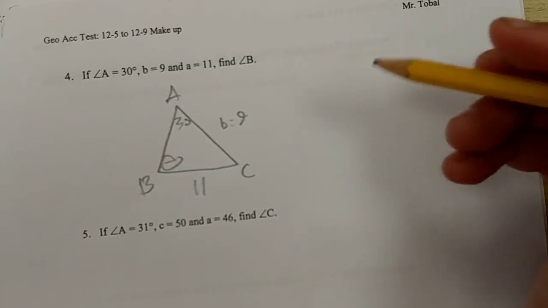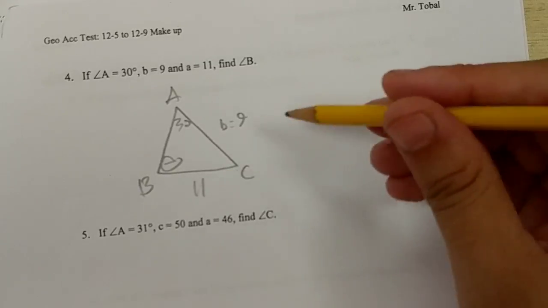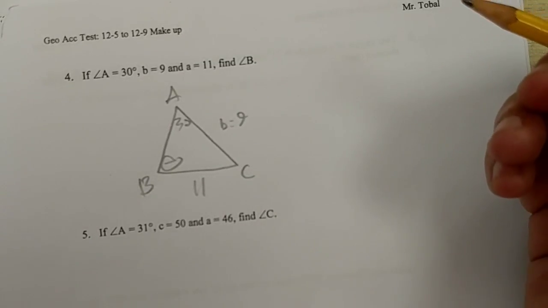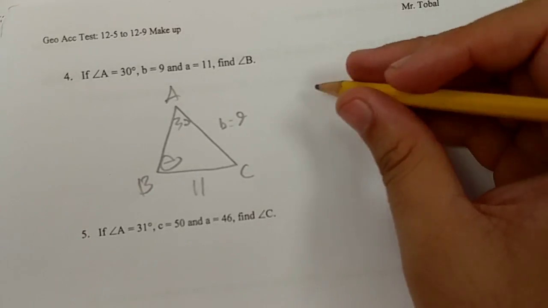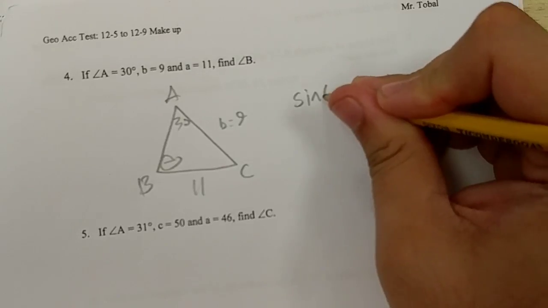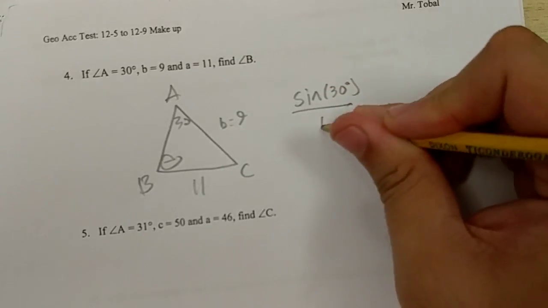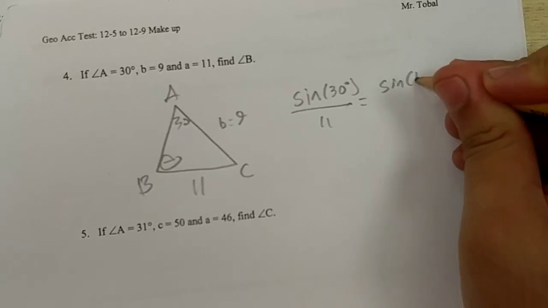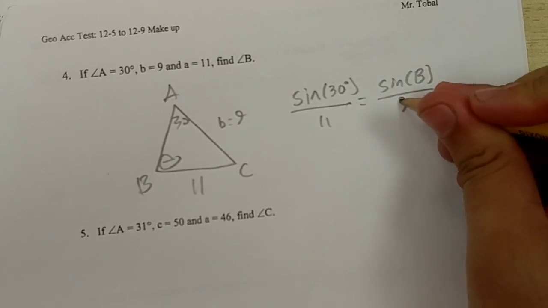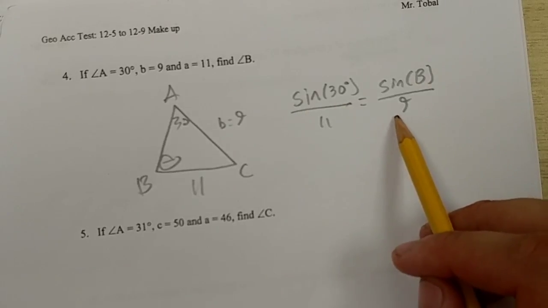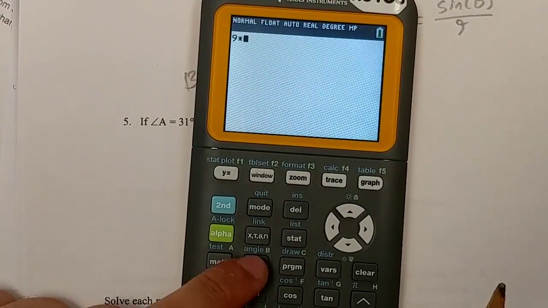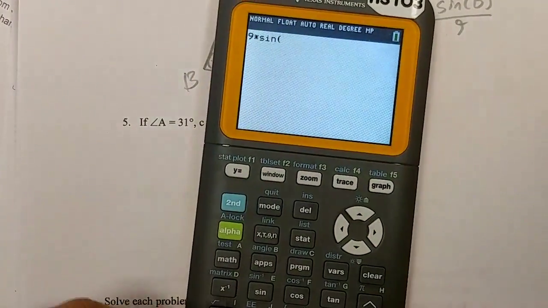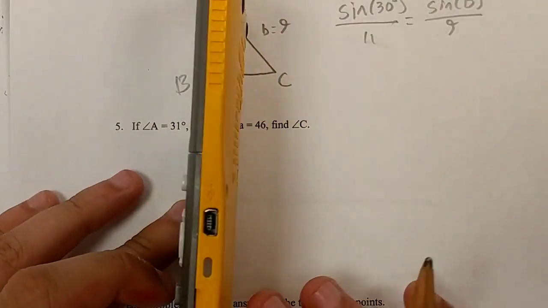So what I'm going to do is put it again into the law of sines. It doesn't matter which one I put on top. Let me put the sine on top. So sine of 30 degrees over 11 equals sine of capital B, which I don't know, over 9. So I'm going to cross multiply: times 9, then divided by 11. So 9 times sine, did I say 30 degrees? Oh, that makes it easier. 30 degrees divided by 11.